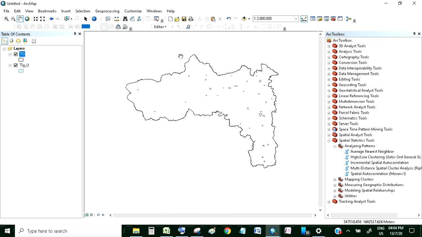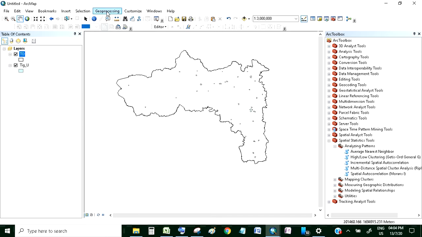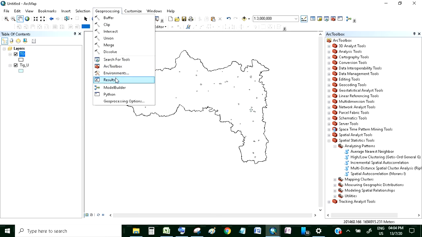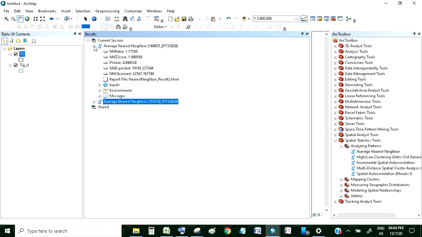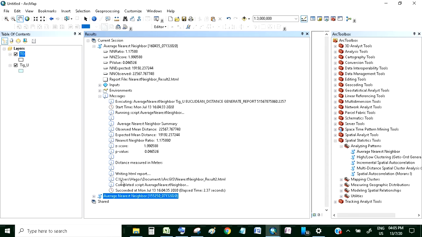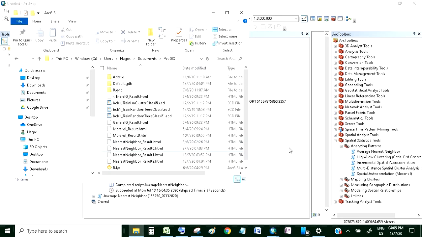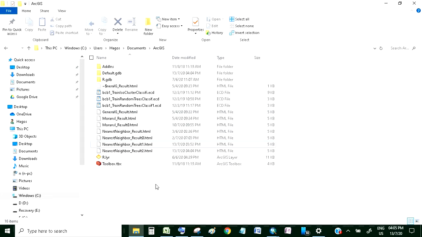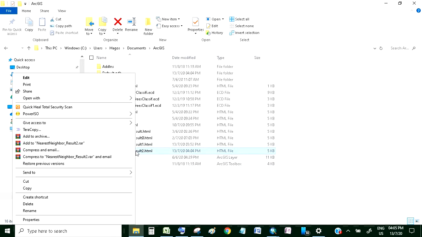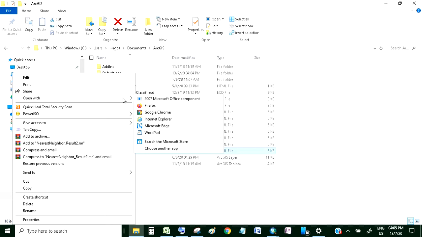So to see the result, go to Geoprocessing, then Results, thereafter Average Nearest Neighbor, and go to Messages. Here in the messages you will find the location of your report which you have generated. So here I can see the report. Yeah, here it is, Nearest Neighbor Results 2. I will right click and open with, because this is an HTML file, then you can open it in Google Chrome.